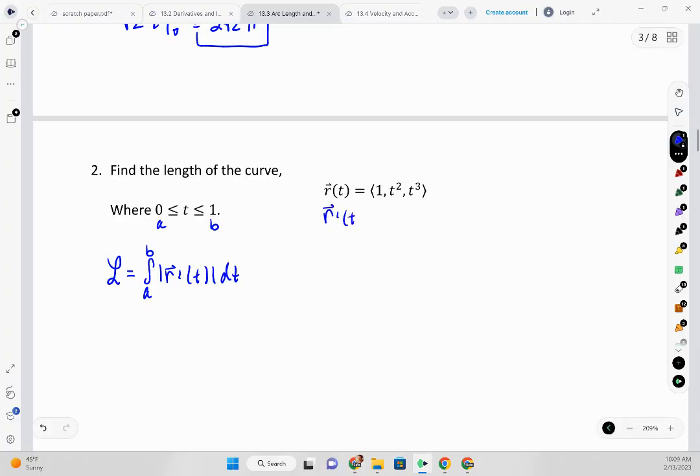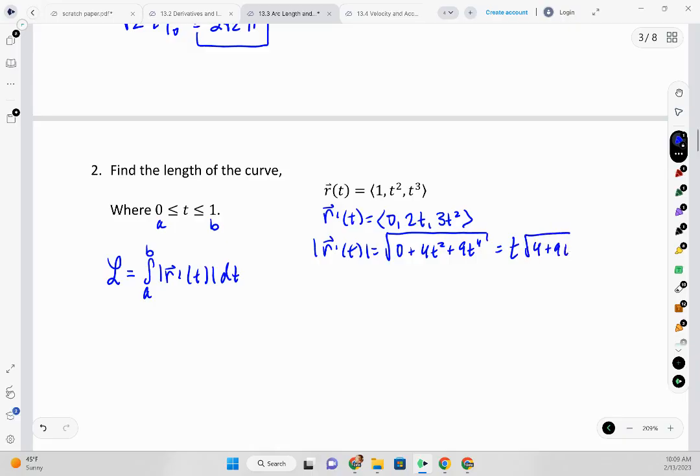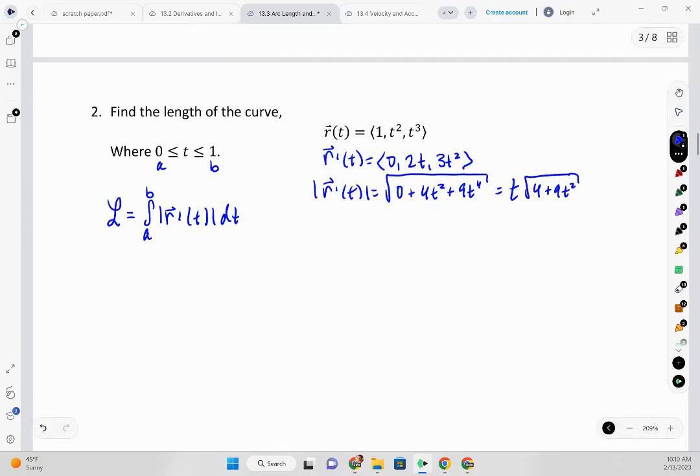r prime is going to be 0, 2t, and 3t squared. The magnitude of r prime is going to be the square root of 0 plus 4t squared plus 9t to the fourth. It looks like each of the terms has a t squared in common, so I can factor that out and square root it. So it's t on the outside. That leaves behind 4 plus 9t squared. Okay, and that is my magnitude.